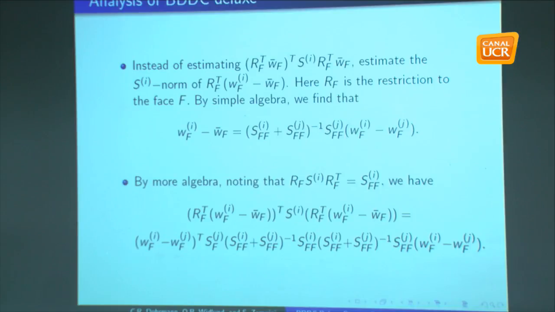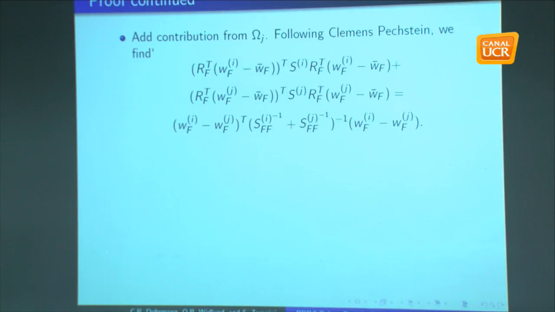And now we get a rather long formula here. Right here we have the energy associated with this minus the average, and we have no less than 5 operators here. But if we look at the contribution to the same face from the other subdomain, and then add these contributions up, we get a much nicer looking formula. It's just the average. This is a jump across the interface. And here we have this interesting expression. It's called a parallel sum.